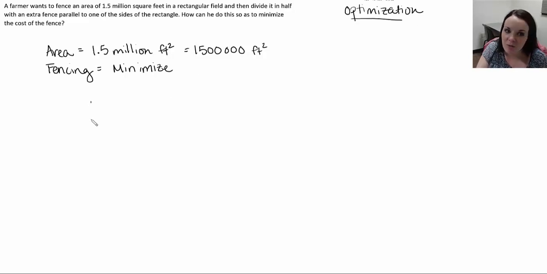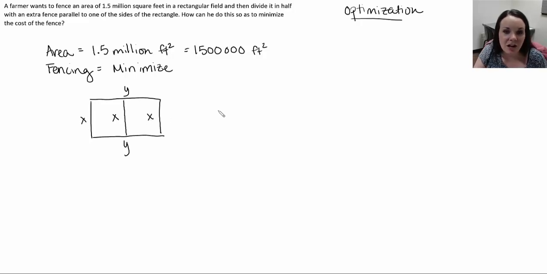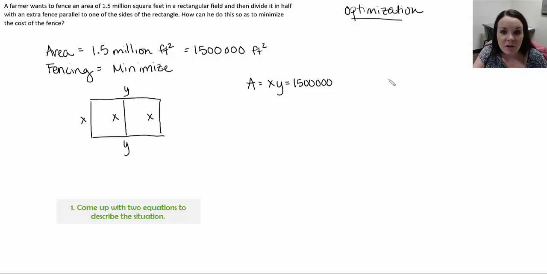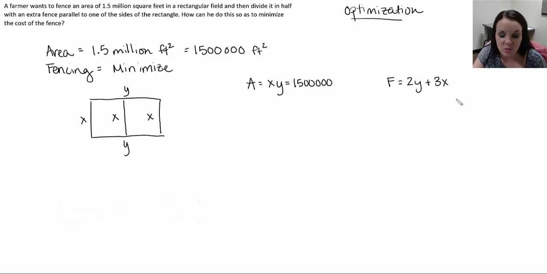Now it's always helpful, in my opinion, to draw some sort of picture so we can get an idea of what's going on. It's a rectangular field split in half with an extra fence parallel to one of the sides. Let's label the long sides as Y and the short sides as X. Now let's start coming up with some equations. For area, the area of our rectangle is simply X times Y, and we know that that's equal to our 1,500,000 feet squared. Then our fencing, the total length of fencing, is going to be 2Y plus 3X, because that's how much fencing we have.